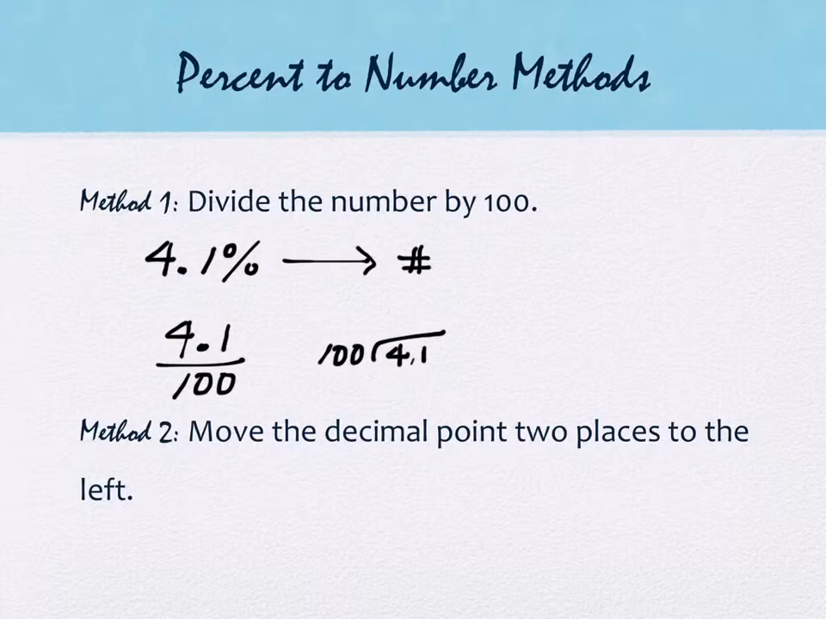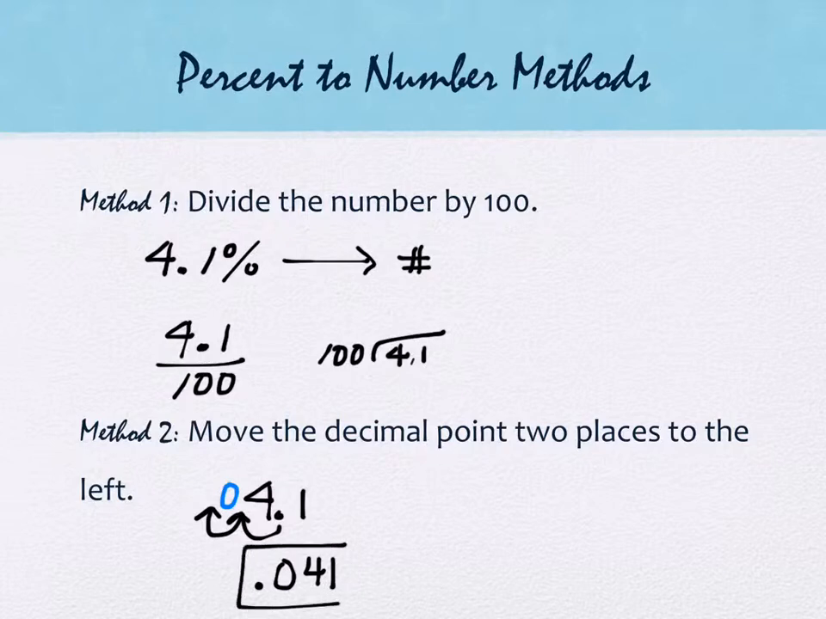So again, if I've got my 4.1, then 2 places to the left looks an awful lot like this, and there's not even any numbers over here at the moment. There's going to be a 0 there, and then we'd end up with the number 0.041. So this would be the number that corresponds to 4.1 as a percent.